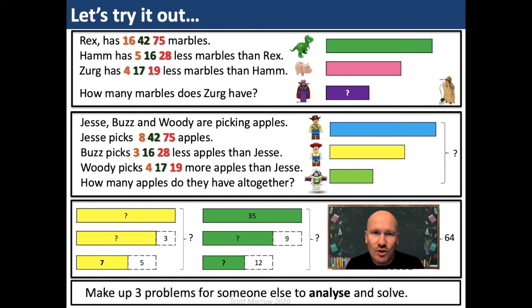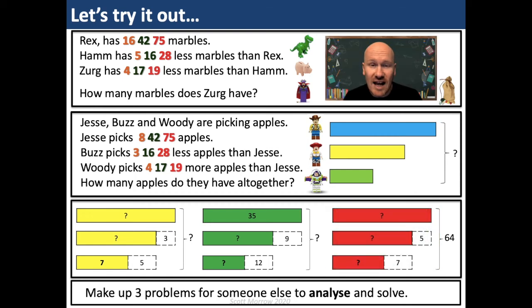Question 2, I'm going to use the green numbers. Jessie, Buzz and Woody are picking apples. Jessie picks 42 apples. Buzz picks 16 less apples than Jessie. Woody picks 17 more apples than Jessie. How many apples do they have altogether?